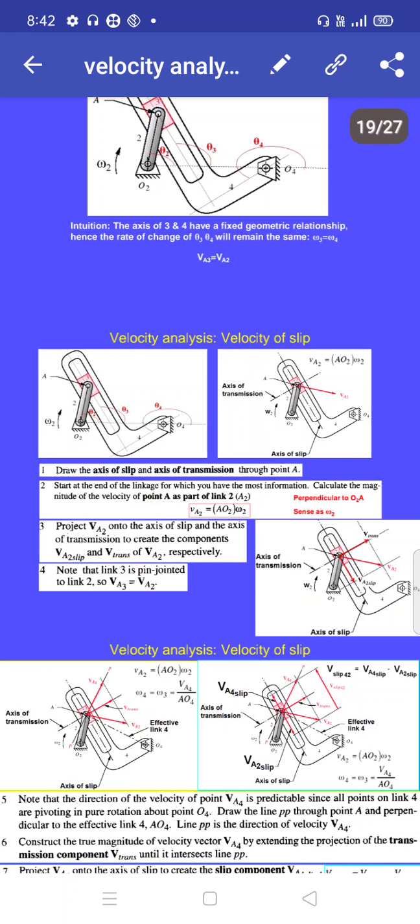So VA2 is equal to AO2 into omega 2. Project VA2 onto the axis of slip and the axis of transmission to create the components VA2 slip and VA2 transmission respectively. Note that link 3 is pin jointed to link 2. So VA3 is equal to VA2.